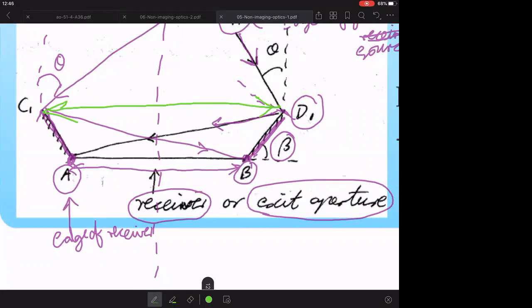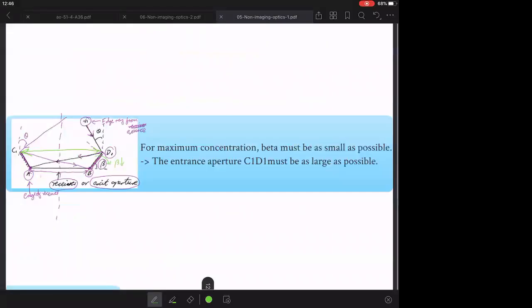Now, my receiver size is fixed. If I want to increase concentration, I need to increase the entrance aperture. In order to increase the entrance aperture, I need to bend this mirror down like that. So I need to reduce beta. And the entrance aperture C1D1 must be as large as possible.